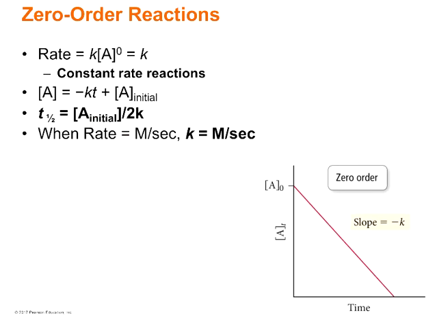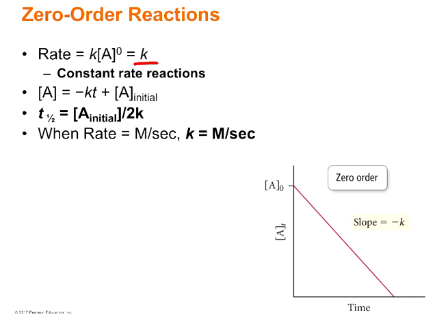So in a zero-order reaction, remember that the rate law tells us that the rate is equal to a rate constant times the concentration of our reactant to the power of 0. So essentially, the concentration of A cancels out, and the rate is just equal to K. Because remember, anything raised to the power of 0 is just equal to 1. So we actually have constant rate reactions here.